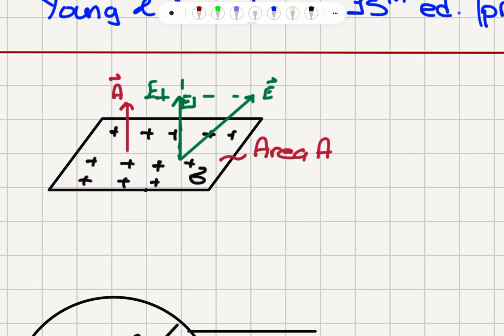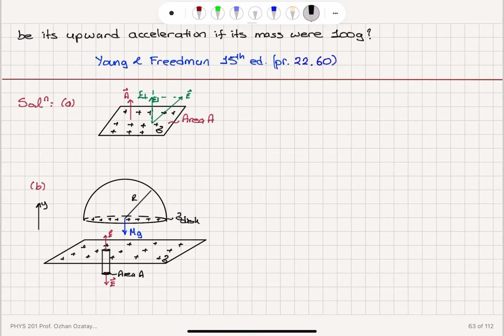We have a flat surface that is uniformly charged. Obviously, the electric field will be perpendicular to the surface. And this is our area vector, which is also normal to the surface. And if there is an external electric field, E, the perpendicular component will be here, as you can see.